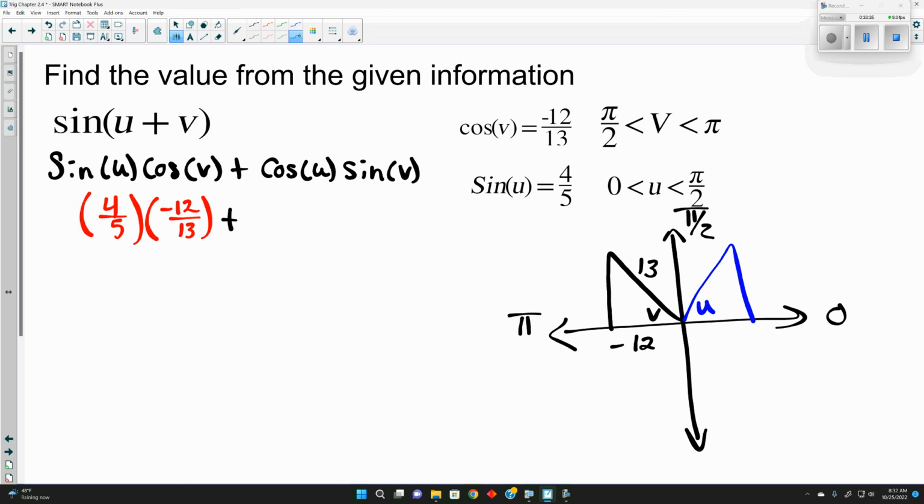Now, the other triangle, we're told sine of u is 4/5. So the opposite side is 4, the hypotenuse is 5. And the adjacent side will be positive, yes? It's actually going to be positive what? 3. Because that there is a 3, 4, 5 right triangle, one of our Pythagorean triples. Does anybody know what the other side for the other triangle is? 5.